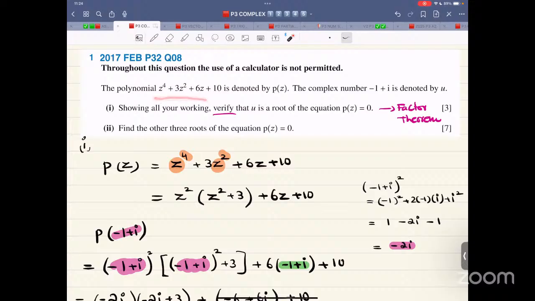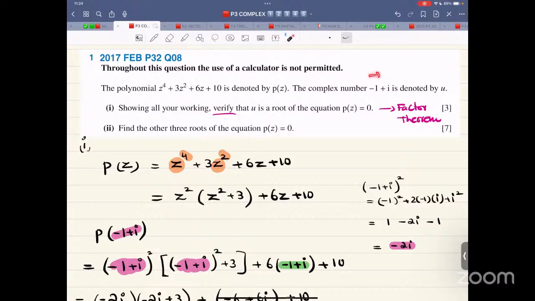Now that's a polynomial. This is p of z. Rather than function of z, they write p. I don't know. And this is power 4, power 2, power 1, power 0. What is missing? The 0x cubed is missing. So keep that in mind. The complex number minus 1 plus i is denoted by u. Showing your working, verify that u is a root of the equation, factor theorem. Find the other three roots of the equation.